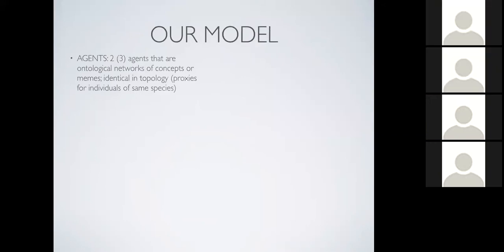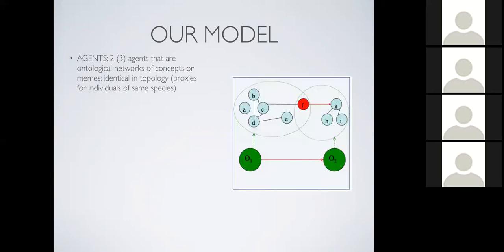So in this particular model that we developed, we have as agents 2 or 3 agents that are ontological networks. Like I said, we are bags of ideas and concepts, walking maps, walking associations. For starters, let's have them identical in topology. We are both starting with clean slates, with the same genetic markup, and this can be any 2 organisms or any 2 cells. So these are proxies for individuals of the same species.